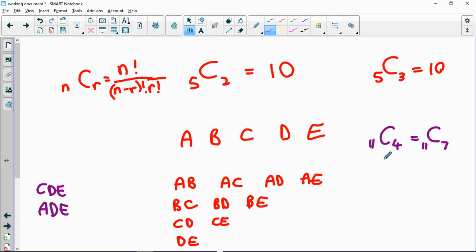Because combinations occur very frequently in maths, we have another notation for them. So 11 combination 4 can also be written like this. There's no fraction line, it's just a bracket with these two numbers, one over the other. This is the number of ways I can choose 4 objects from 11 objects if the order in which I choose them does not matter.